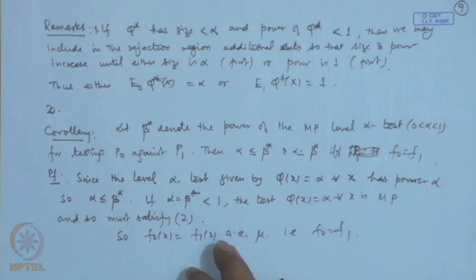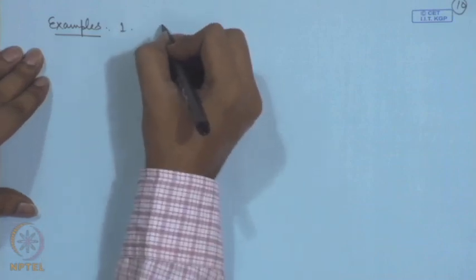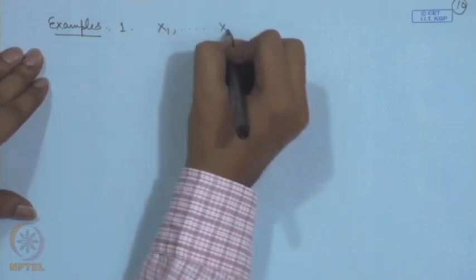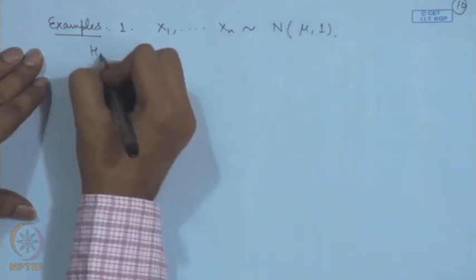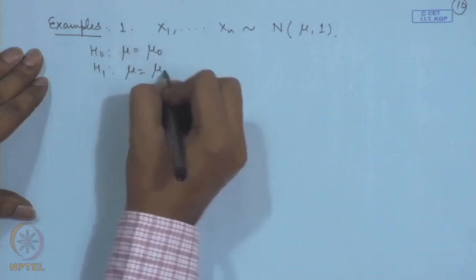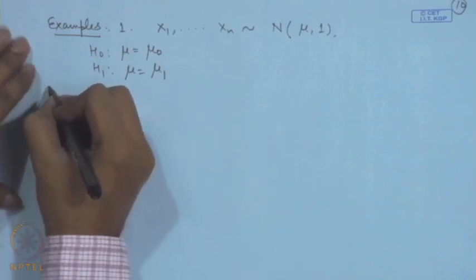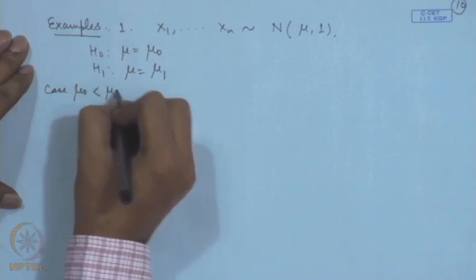Now, let me give applications of this Neyman Pearson lemma in deriving the tests for the simple versus simple hypothesis case. Let us start with, say, x 1, x 2, x n is a random sample from a normal mu 1 distribution. We are testing the hypothesis, say mu is equal to mu naught against say mu is equal to mu 1. Let us take the case, say mu naught is less than mu 1.